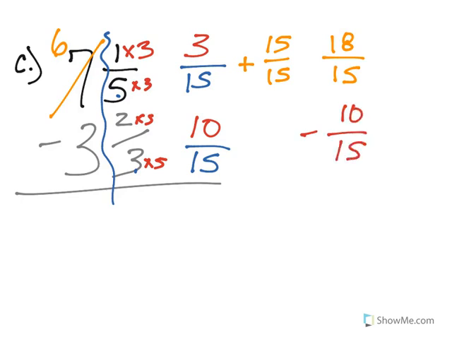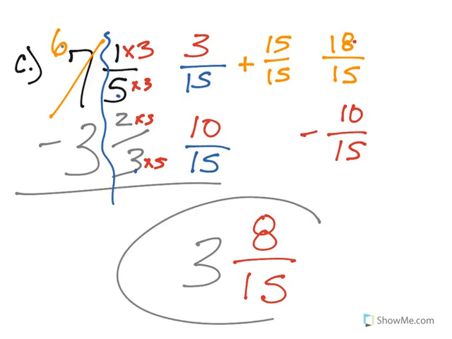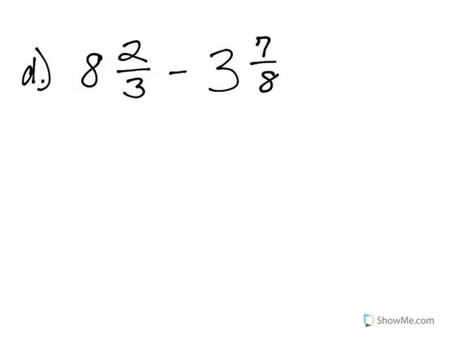So there's a lot of work there in the fractional part of this problem. So now 18/15 minus 10/15 gives me 8/15. And in my whole numbers, I have 6 minus 3 is 3. So 3 and 8/15. Let's do one more just for fun. 8 2/3 minus 3 7/8.